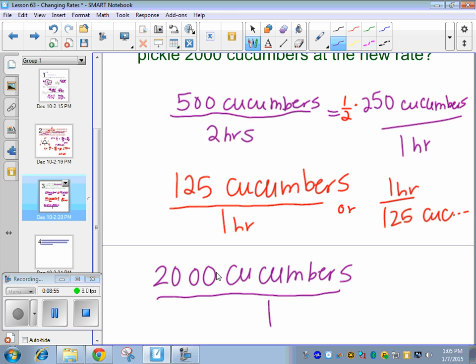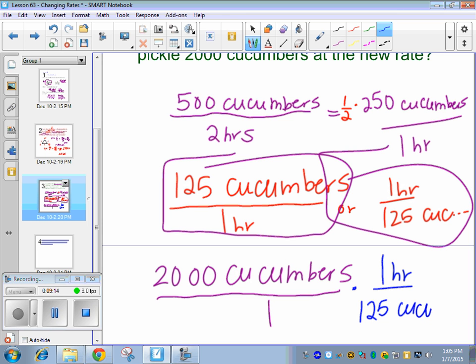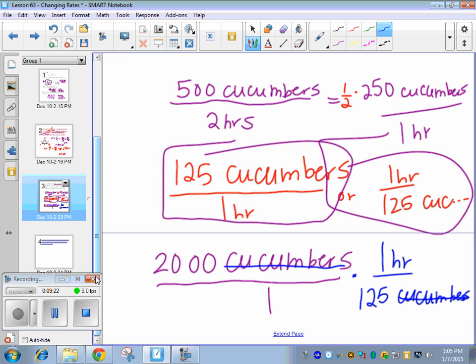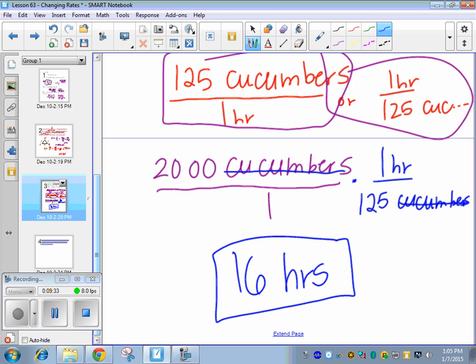So I want to know how long it's going to take me to do 2,000 cucumbers when I can do 125 in an hour. Which one of these rates should we use, you guys? The first one or the second one? Right, the second one, because we need cucumbers in the denominator so they can cancel. So 1 hour over 125 cucumbers, okay? And then you want to cancel that lovely word. You guys have done this before, many times. Just haven't changed the rates, okay? All right, so 2,000 divided by 125 is 16, and we get 16 hours.